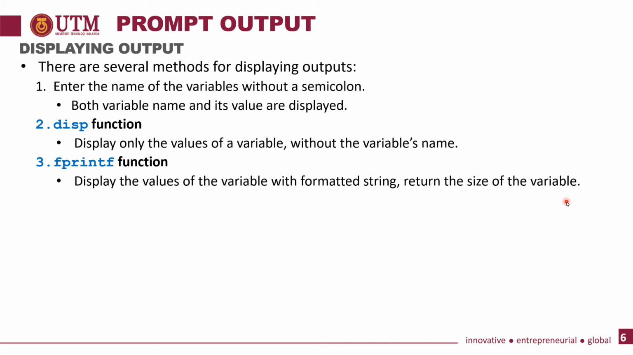Okay, for Fprintf, it will display the value of the variable with its own formatted string. For example, if you wanted to display 2 decimal places, 3 decimal places, and so on, it will return based on your control variable. If you wanted to initialize this as decimal places of 2, you can initialize it like that. But it will return the value according to the size of the variable. For example, if our variable is a double, it will return it as a double.